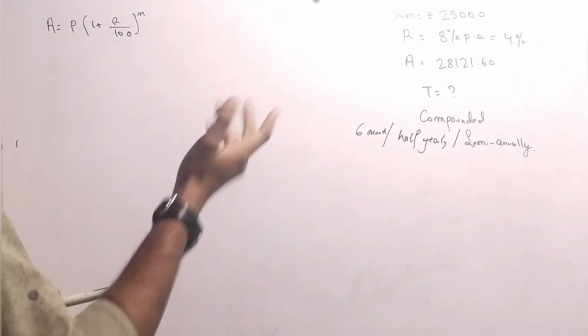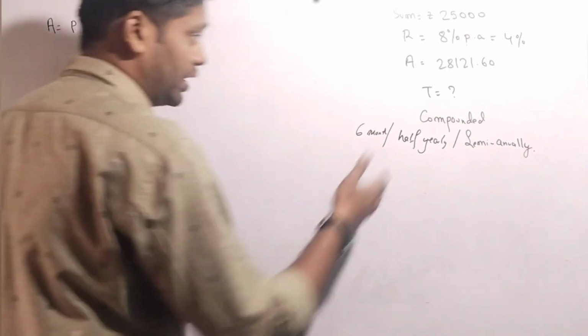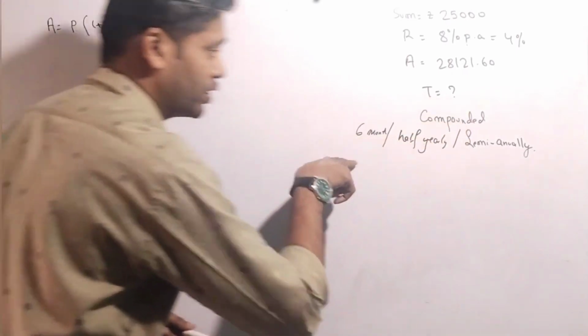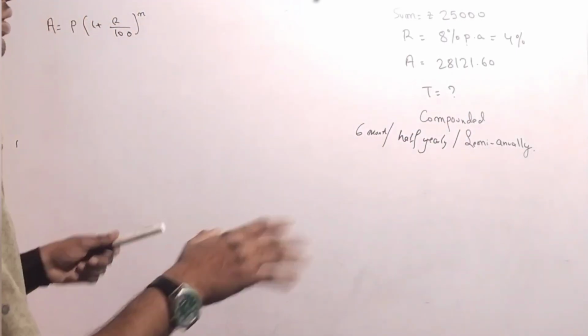And the amount will be the same as it is. The time period will also be affected, but we know the time period. No sir, we don't know the time period. First we take out the time period, after that we'll change the time period with respect to semi-annually. Okay, first we have to find the time period, no?